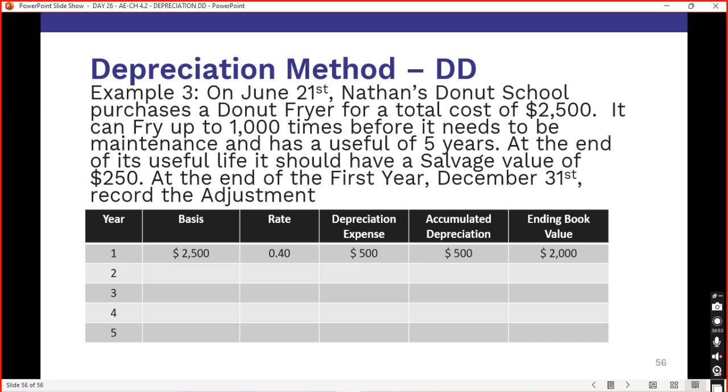So the previous one that we did, units of production, we didn't care. But this depreciation method, we do. Any questions here on partial years?